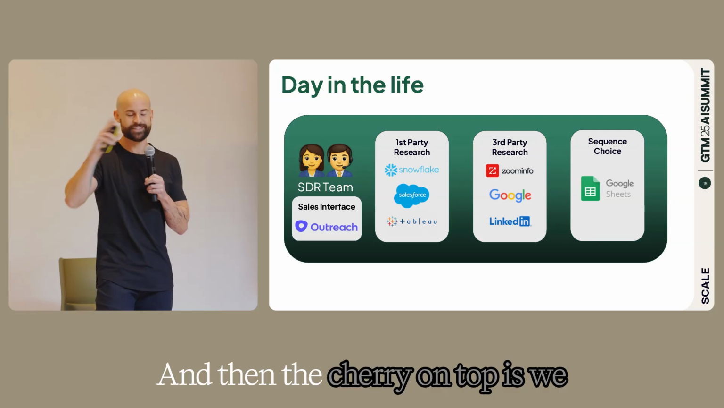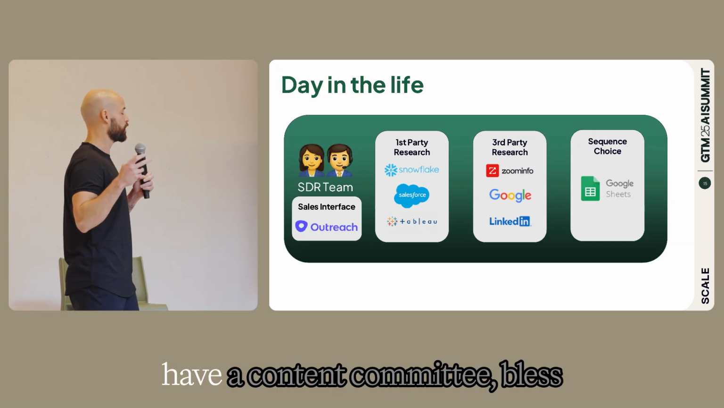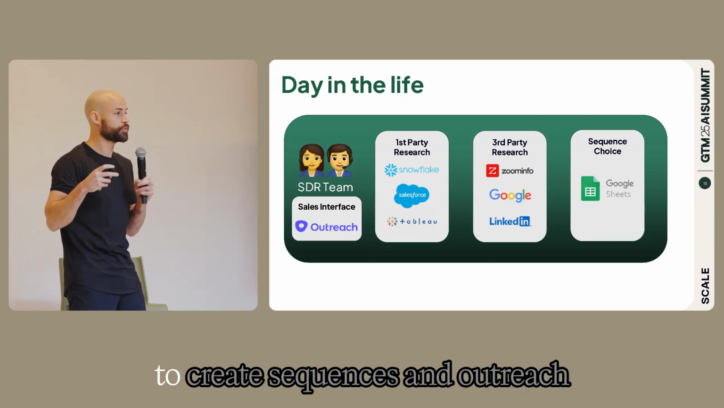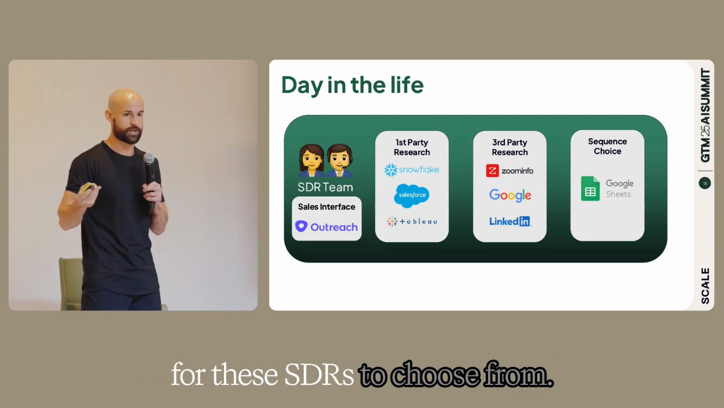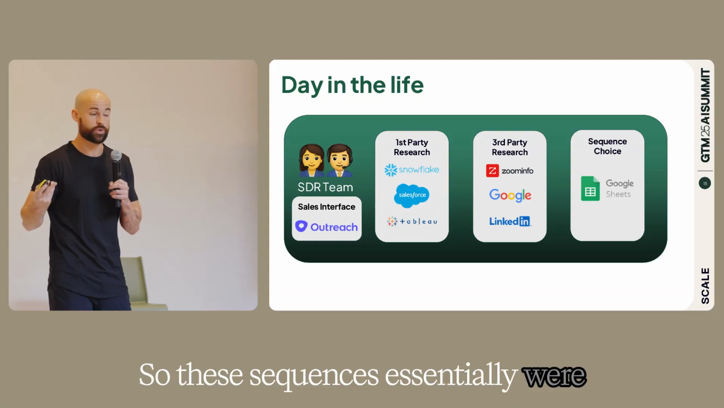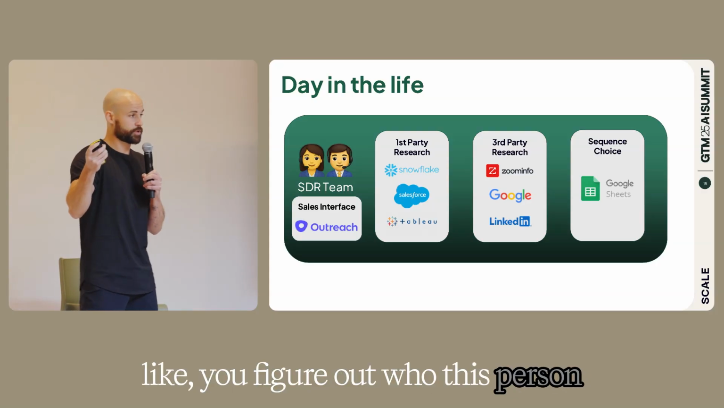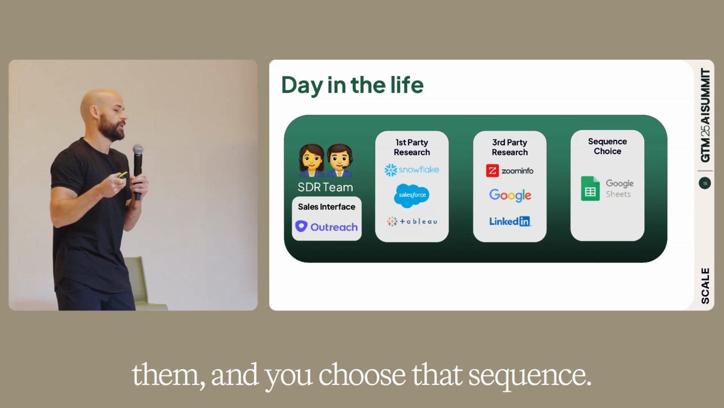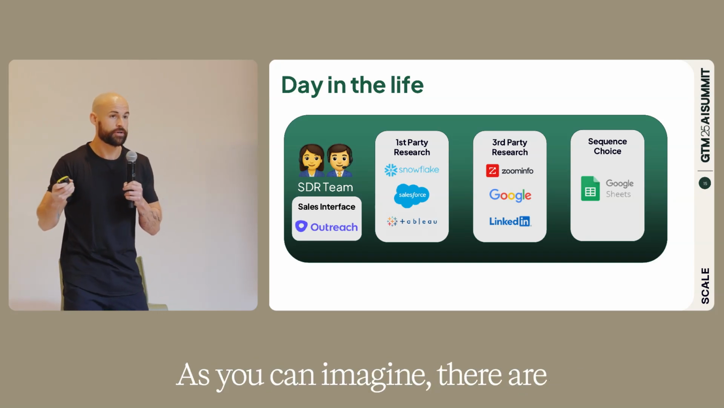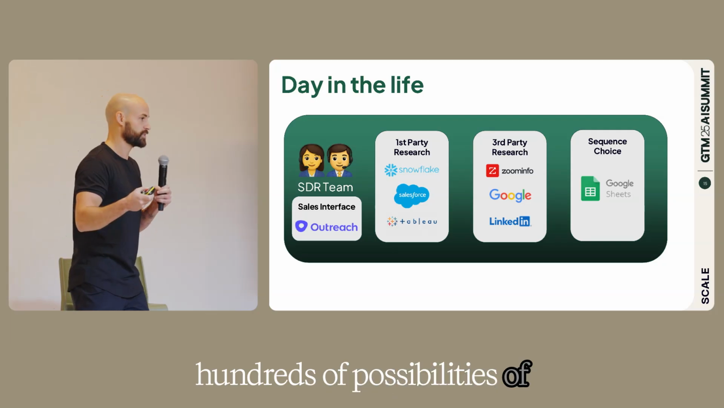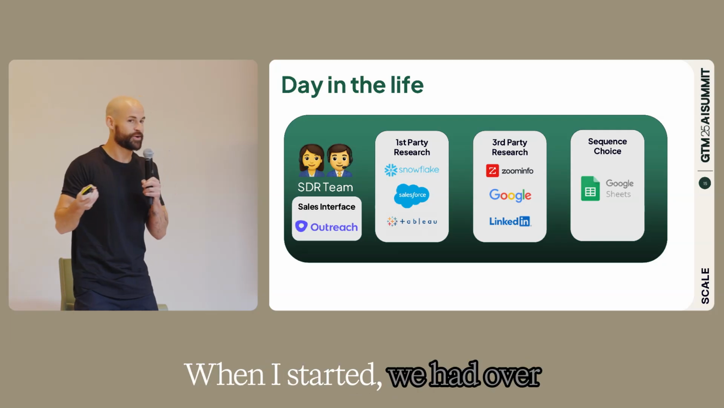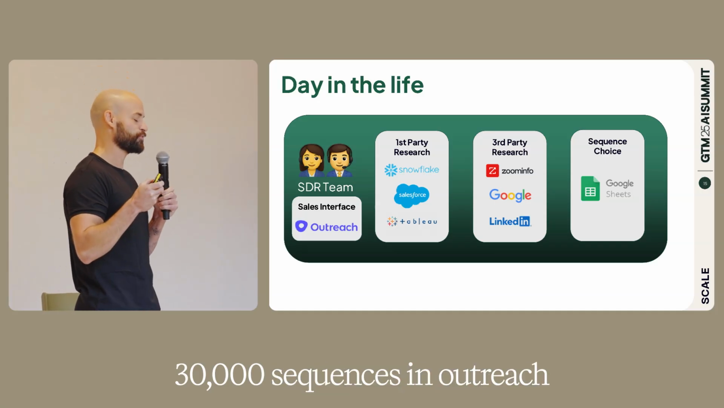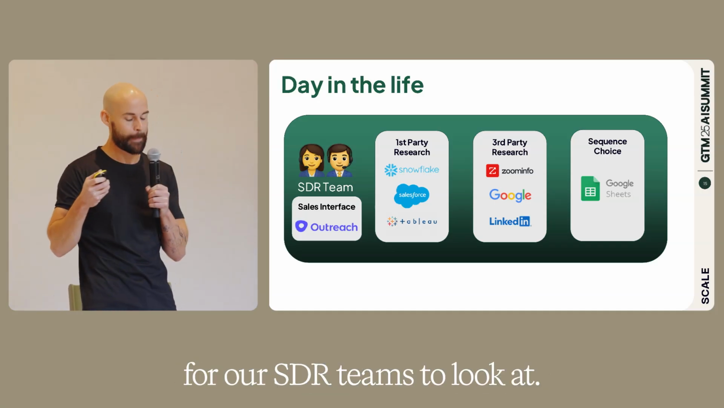And then the cherry on top is we have a content committee, bless their hearts, their goal was to create sequences in Outreach for these SDRs to choose from. So these sequences essentially were like, you figure out who this person is, what feature is going to relate to them, and you choose that sequence. As you can imagine, there are hundreds of possibilities of what those sequences were. When I started, we had over 30,000 sequences in Outreach for our SDR teams to look at.